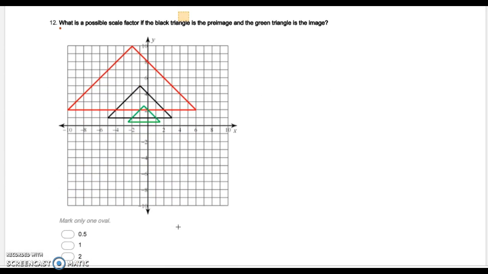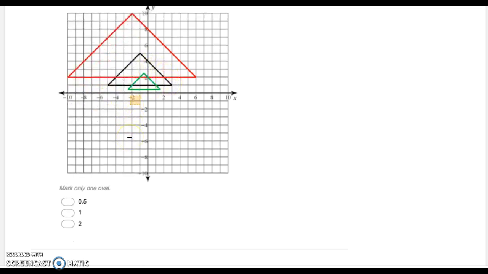All right. And then number 12, what is a possible scale factor? If the black image is the pre-image, so this is the original, and the green triangle is the image, so this is what happened after it was dilated. So it was a reduction, and if we know that a reduction has to be greater than 0 but less than 1, this would be your only option right here, 0.5, because that is between 0 and 1. 1 means that this would have stayed the same, or an enlargement of 2 means that it would have gotten bigger. So the only option here was 0.5.